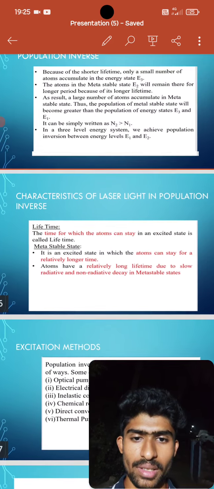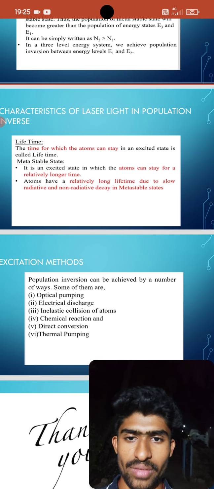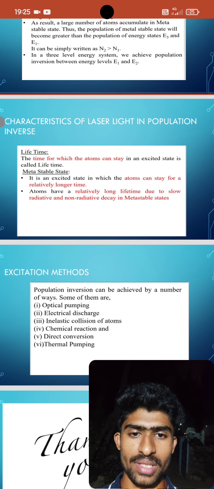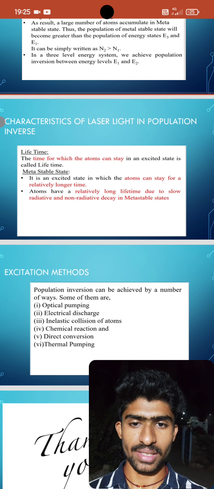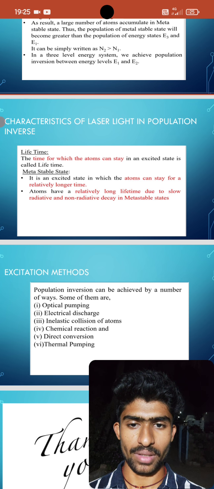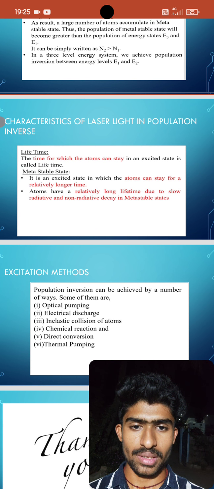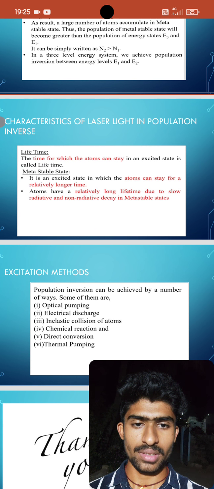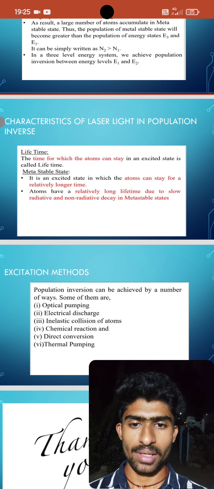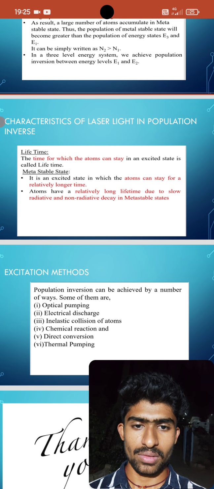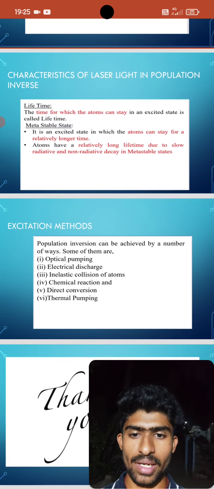Lifetime: the time for which an atom can stay in an excited state is called the lifetime. Metastable state: it is an excited state in which the atoms can stay for a relatively longer time. Atoms have a relatively longer lifetime due to slow radiative and non-radiative decay in the metastable state.